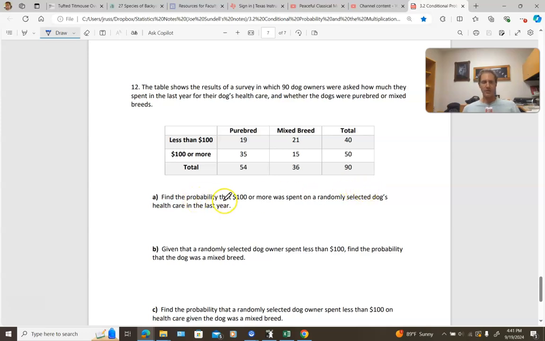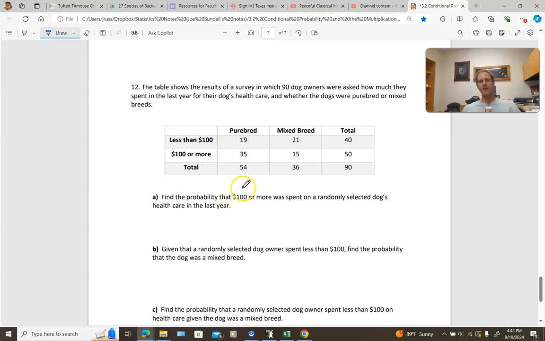So part A: find the probability that $100 or more was spent on a randomly selected dog's health care in the last year. Well, for this one, guys, you're going to be looking at this row right here. Wait, no, that's not correct. I'm sorry. Not sure what I was thinking there.